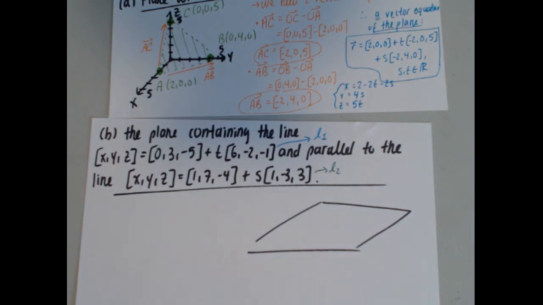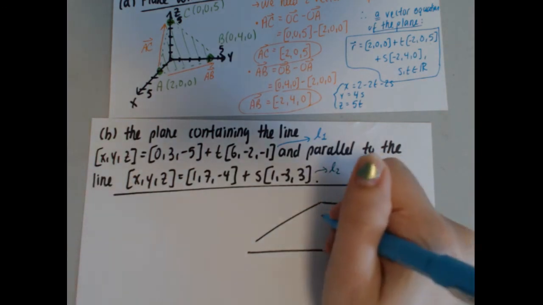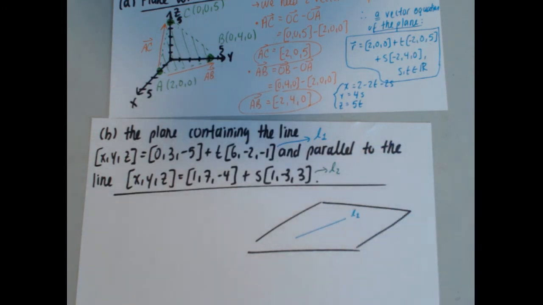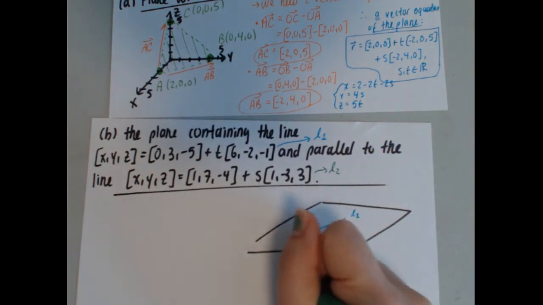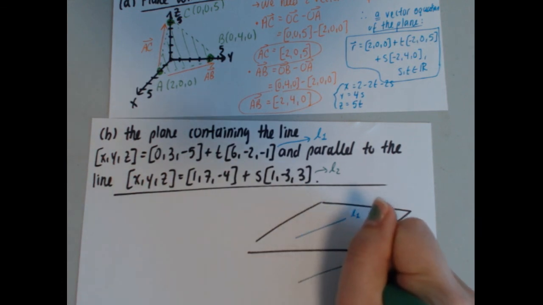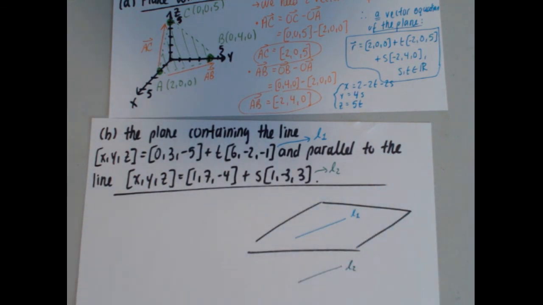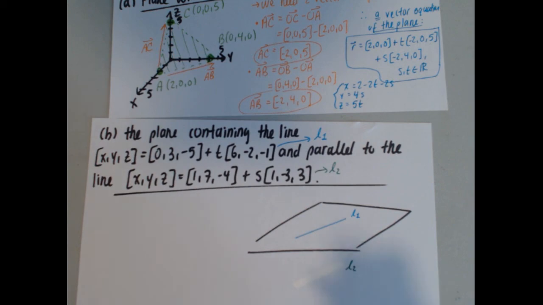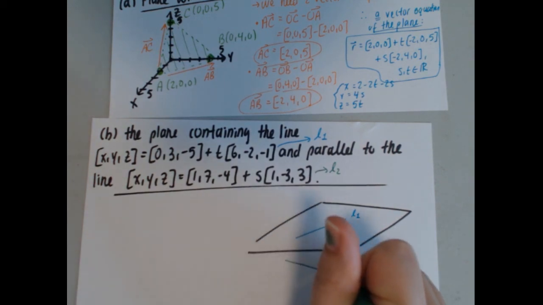Now I know that the plane contains line L1, so I'm just going to draw a line here and label it L1. And I know that the plane is parallel to L2. So maybe L2 is something like this. Now I realize I've also drawn L2 parallel to L1. I don't want to do that necessarily, because that's not necessarily the case. Parallel to the plane, it might even look something like this.